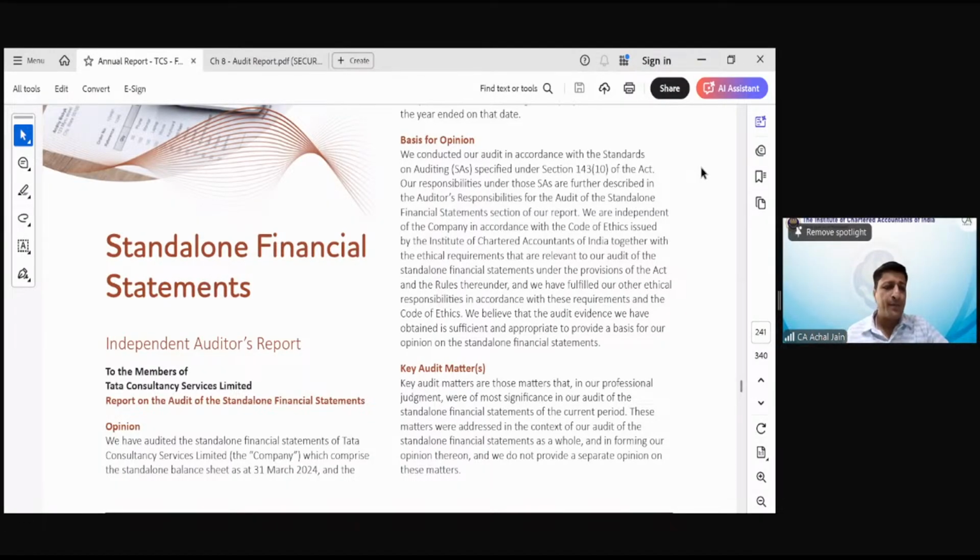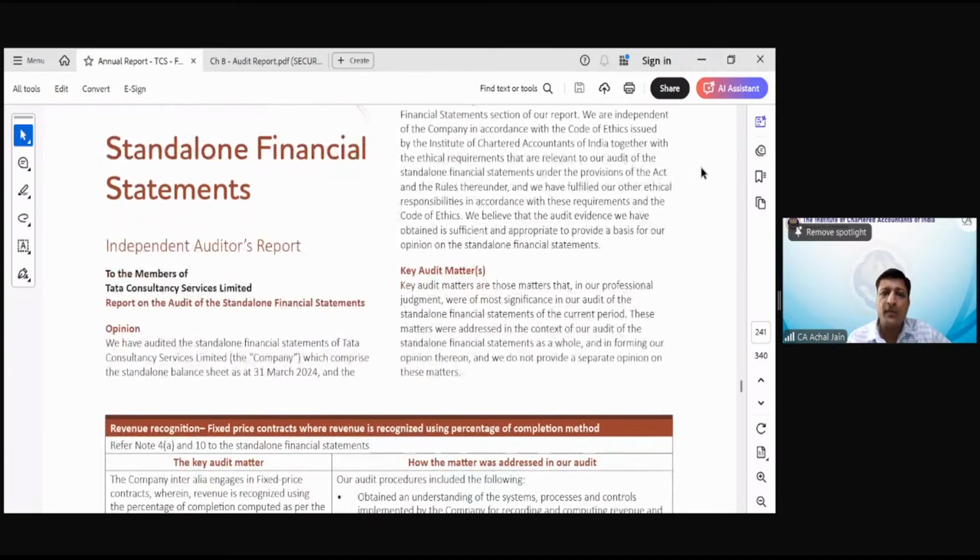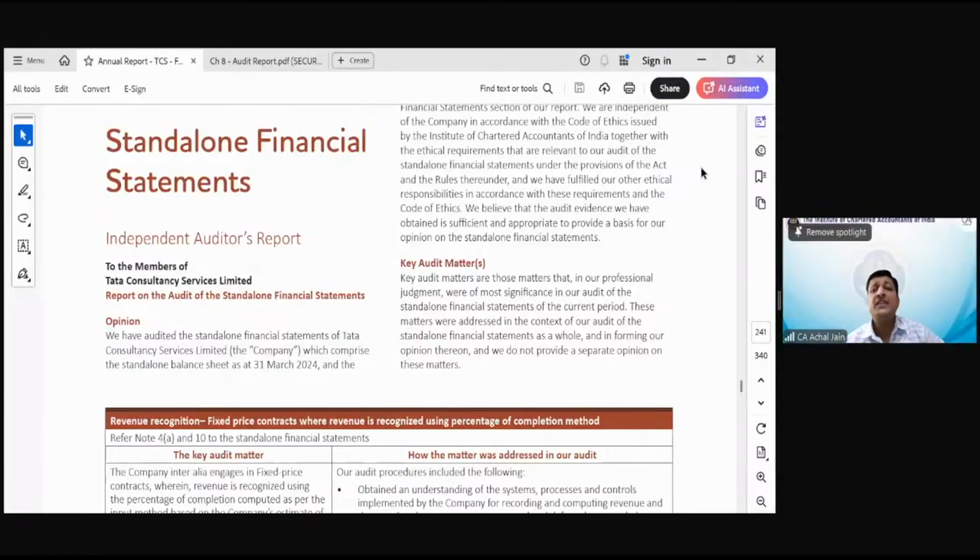All right. So now if you look at this audit report, it's the audit report of a company. So we can see an actual audit report of a company. Now in this audit report, what is the first thing? The first thing is the title. What is the title? Independent Auditor's Report.